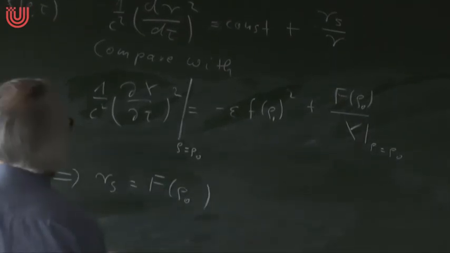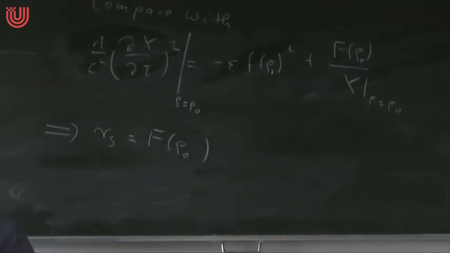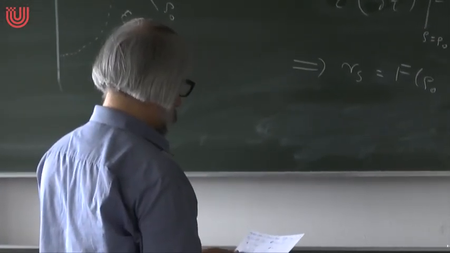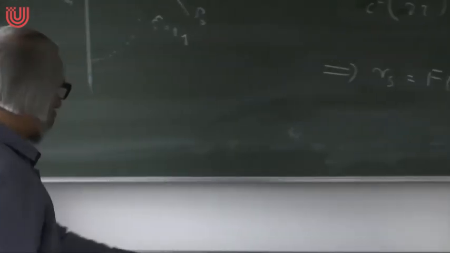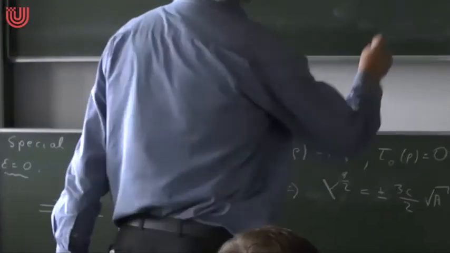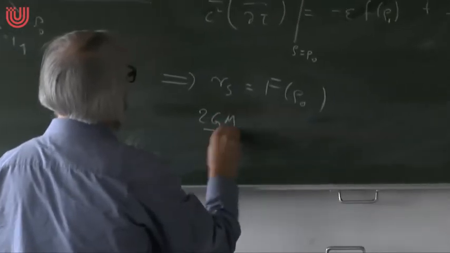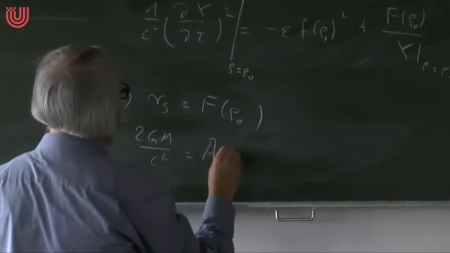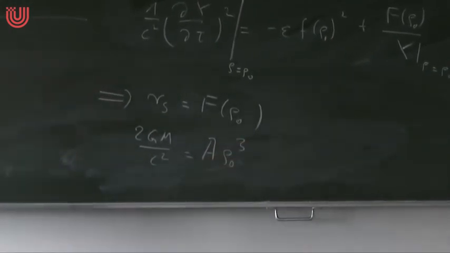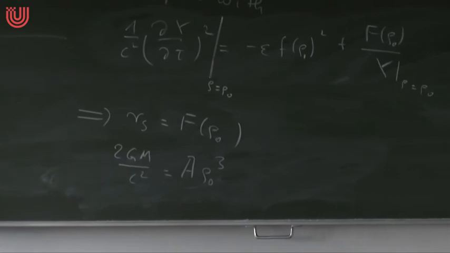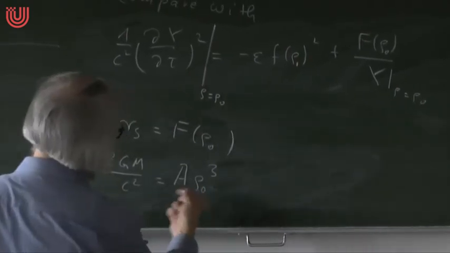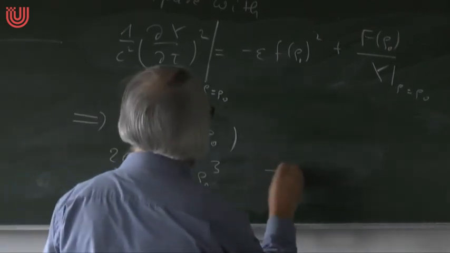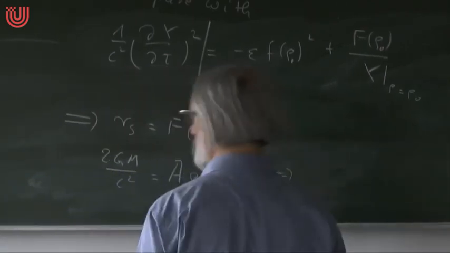This is independent of tau, this is independent of tau, so it must be the same. And this is our constant, right? And now we remember what these expressions were. So we have 2GM over c squared is A times rho naught cubed. And that's the relation between the constants A and M. And the initial radius is also involved. And if we insert this into the density, then we get something very interesting.